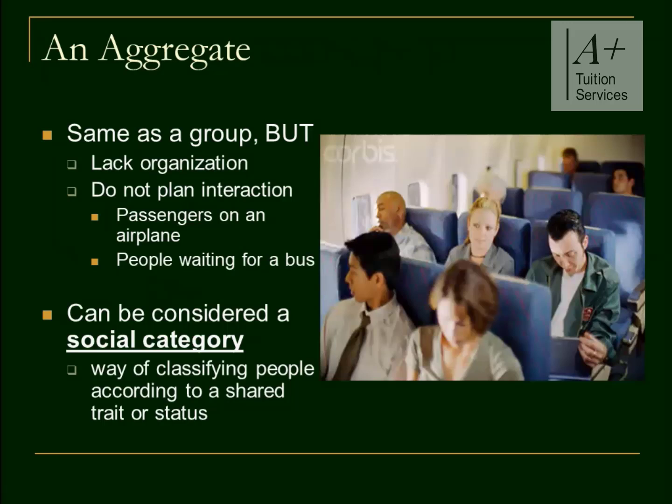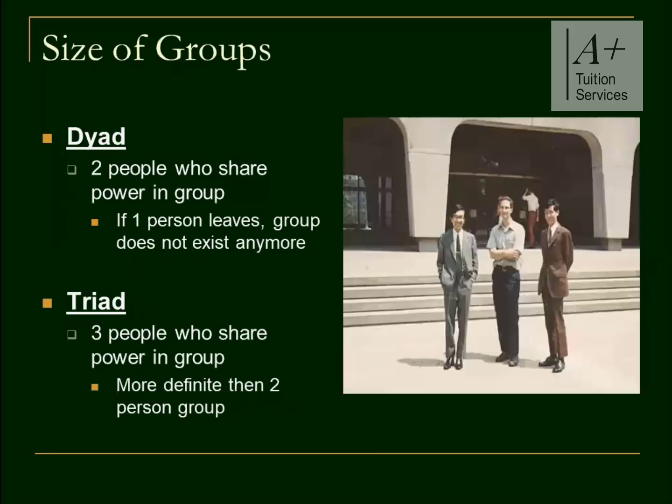And it can be considered a social category, or a way of classifying people according to a shared trait or status. So this social category of flight passengers on an airplane is an aggregate, but it's not the same as a group per se because it lacks organization and people do not need to interact.